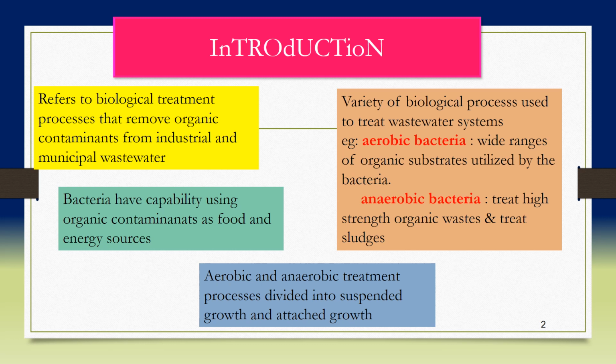And there are two types of biological process, such as the aerobic bacteria, which is widely used for a wide range of organic substrates utilized by the bacteria, and then the second one is the anaerobic bacteria, which is to treat the high strength organic waste and treat sludge. So kita ada dua types of bacteria. So kalau aerobic bacteria, maksudnya dia digunakan dalam aerobic decomposition system. Kalau dia anaerobic, dia mestilah digunakan dalam anaerobic system. So aerobic dengan kehadiran oksigen, anaerobic without kehadiran oksigen.